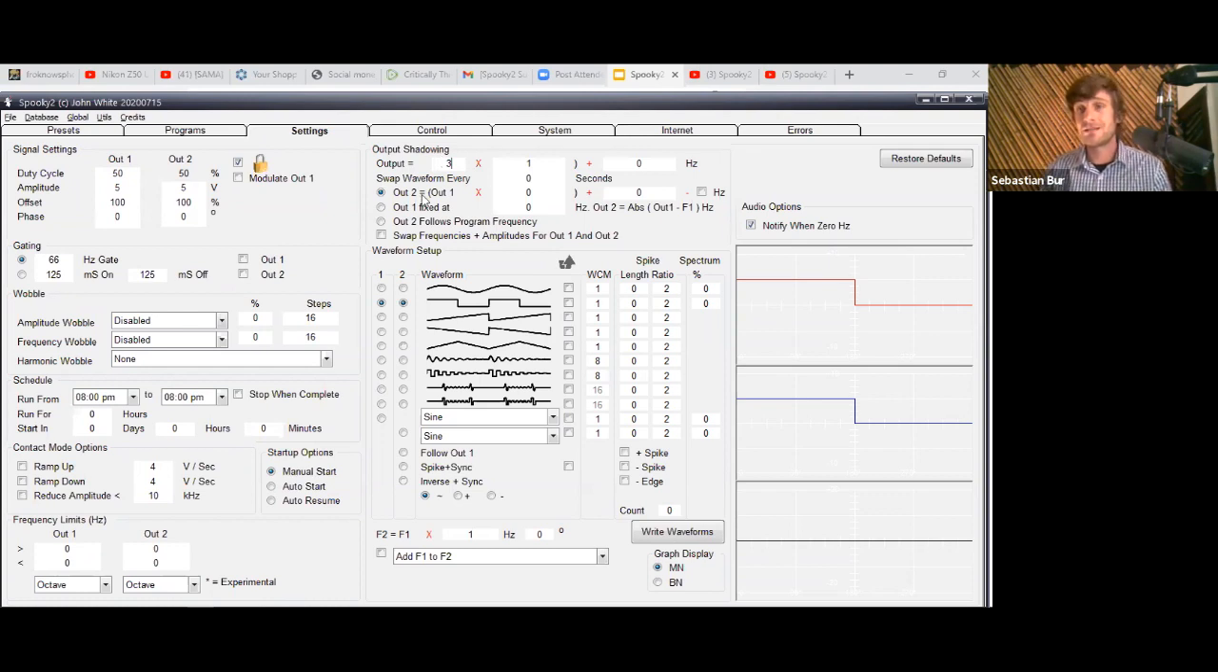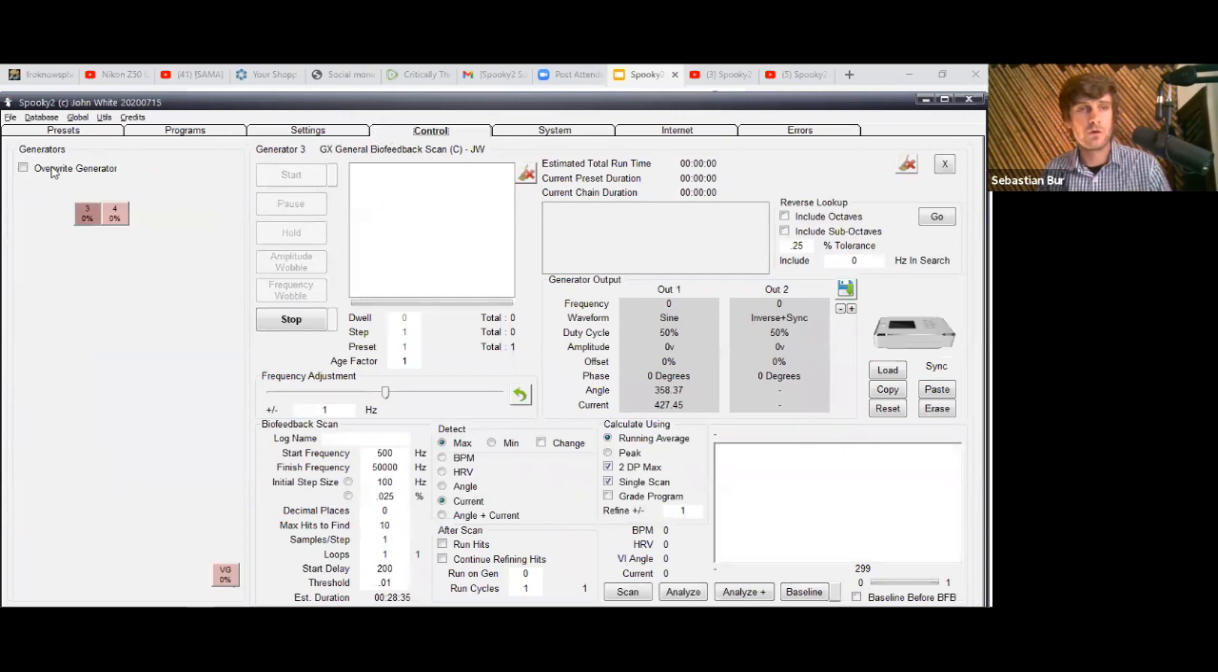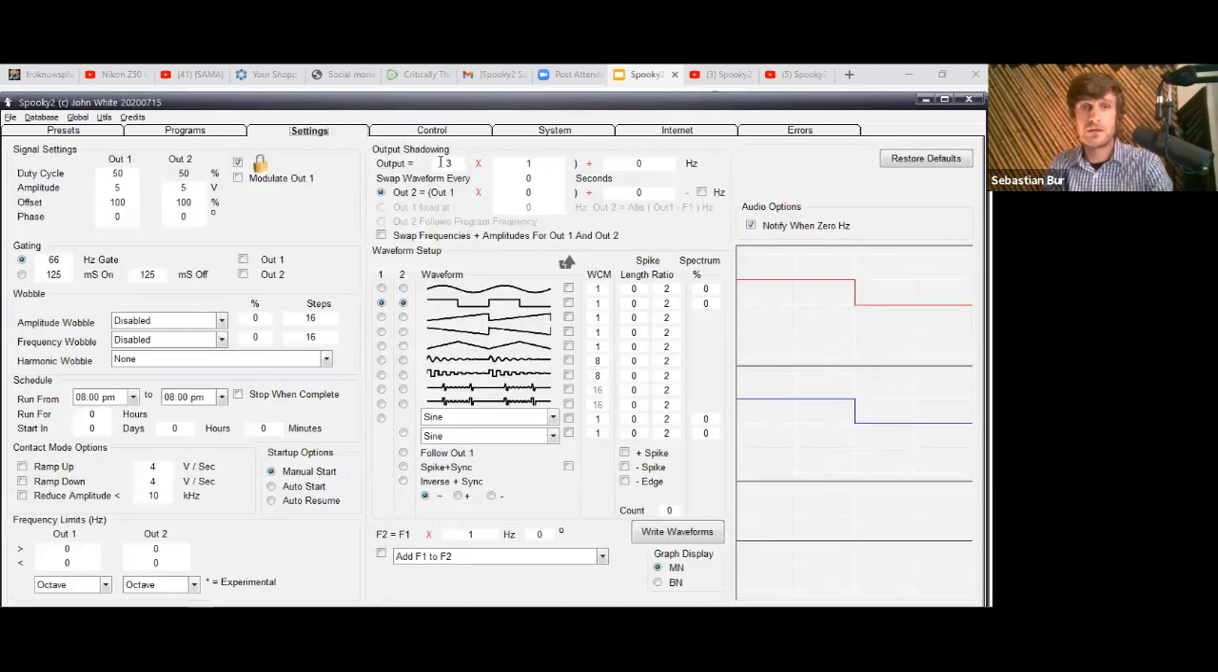The idea is to tell generator 2 which port it is, so that generator 2 knows which generator is used. And then I click on override generator, and I click on 4. So now we double check that we have generator 4, or I should say port 4, which is our generator 2 on the machine, which is our slave, and the slave has output shadowing set to 3.